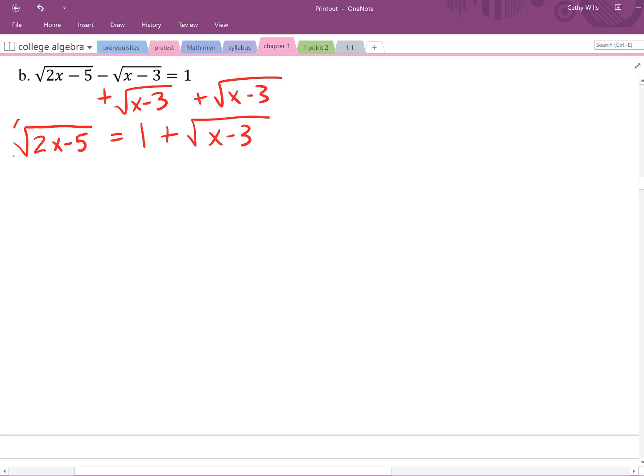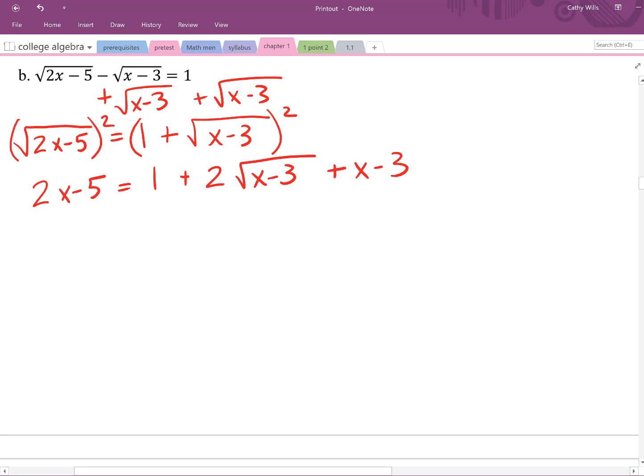Now we're going to square both sides. When you square the left side, you just end up with 2x minus 5. When you square the right side, you have to FOIL it out. 1 plus the square root of x minus 3 times 1 plus the square root of x minus 3. So you're going to get 1 plus 2 square root of x minus 3 plus x minus 3. I didn't go through the whole long thing of FOILing it out. You can do that. Now you add your like terms. So 2x minus 5 equals 1 minus 3 is negative 2, and then you've got plus 2 times the square root of x minus 3 plus x.